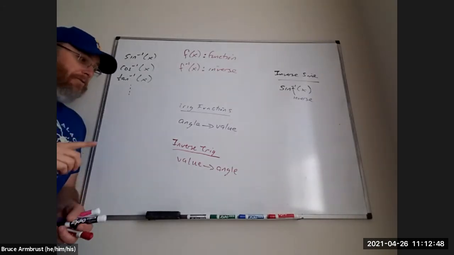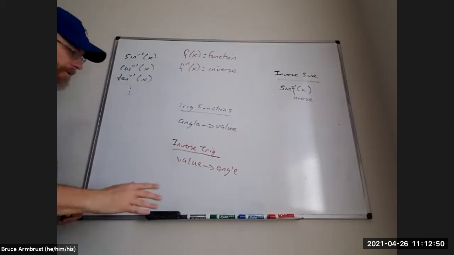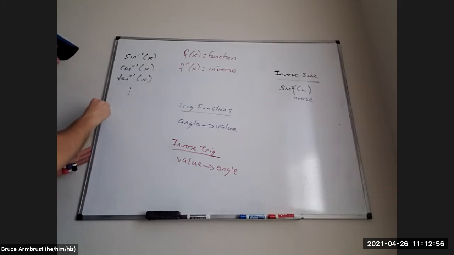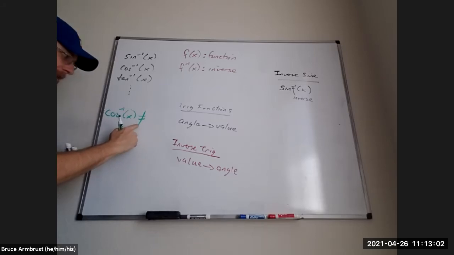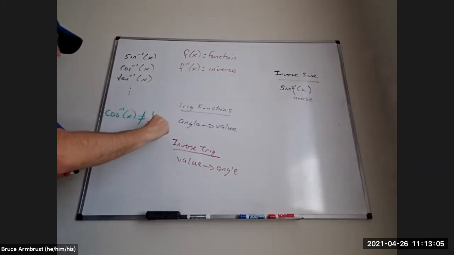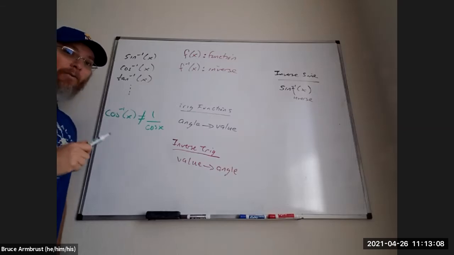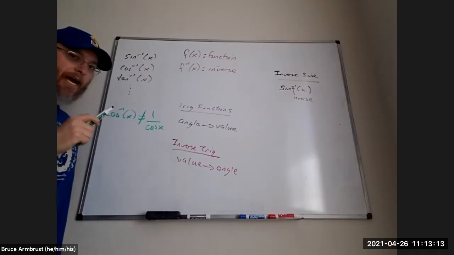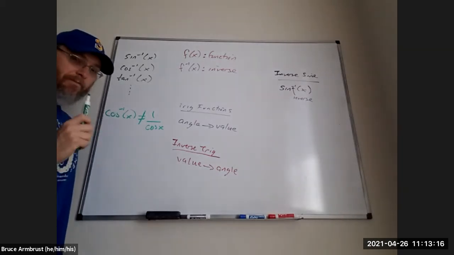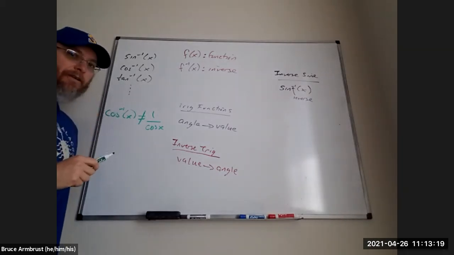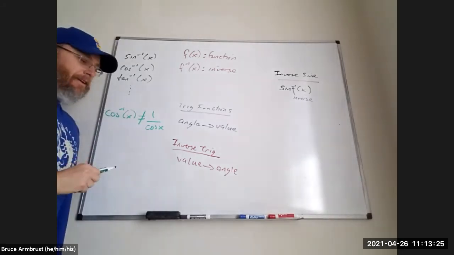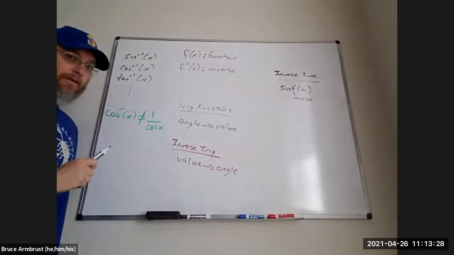But I also want to remind you, and this should have been mentioned to you when you did inverses back in the day. When we write something like cosine inverse of x, this does not equal 1 over cosine. That is not what that means. This means the inverse of cosine, not the reciprocal. Okay, so I'm putting that out there to remind you, don't fall for that. This means inverse, not 1 over.